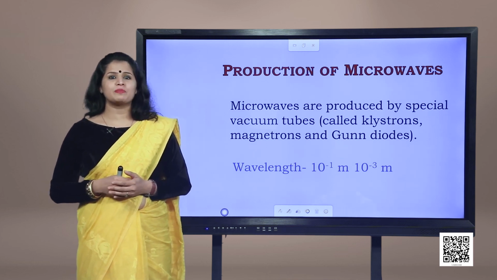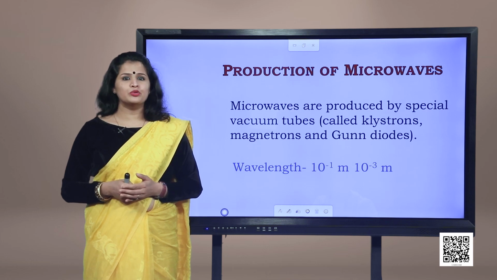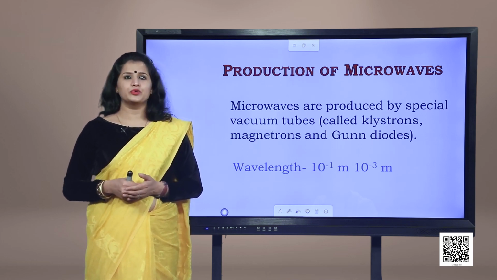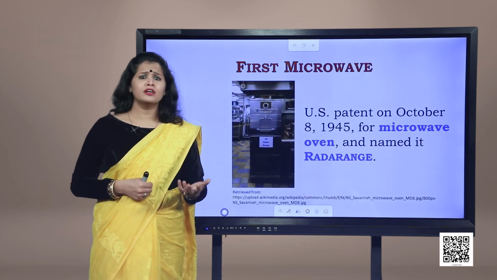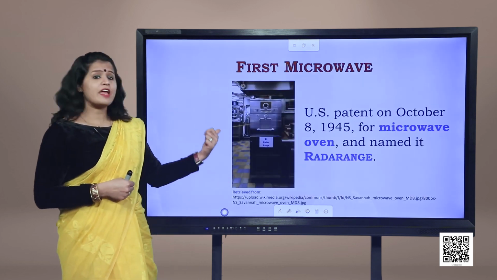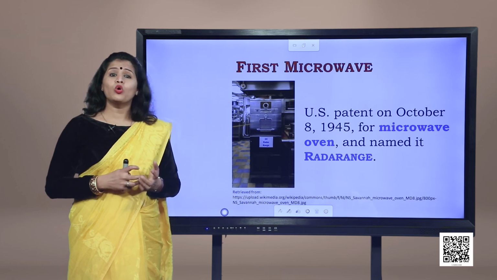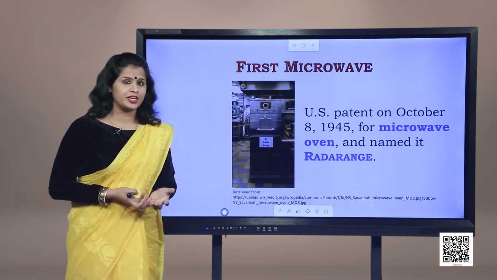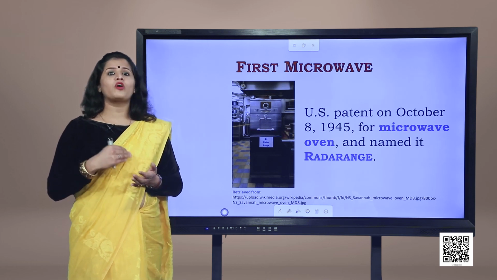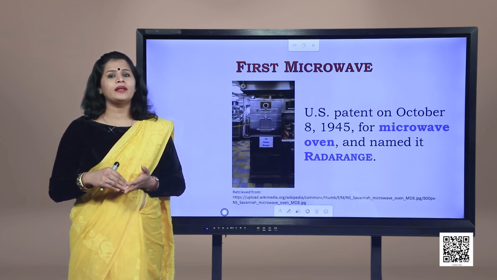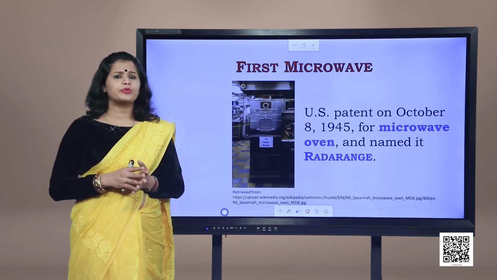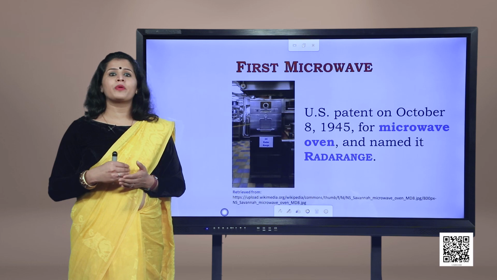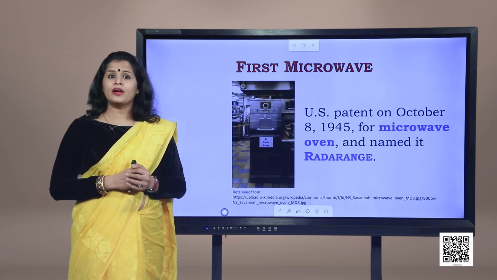Microwaves are produced by special vacuum tubes such as klystrons, magnetrons and gun diodes. In the figure, you can see the first ever microwave, which was over 300 kilograms and the size of a refrigerator. The patent for this discovery was applied and granted on 8th October 1945. The name of the first microwave oven was Radar Range.